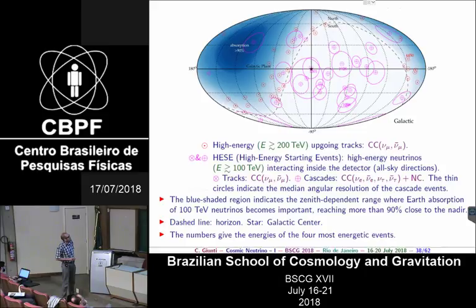Okay, this is an interesting point. And here also you can see that there are four events with the numbers, and these are the numbers of the most energetic events. And you can see this is around 4,000 TeV, so this is what is called 4 PeV.